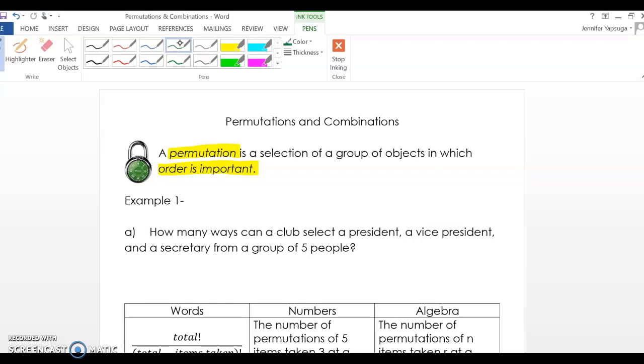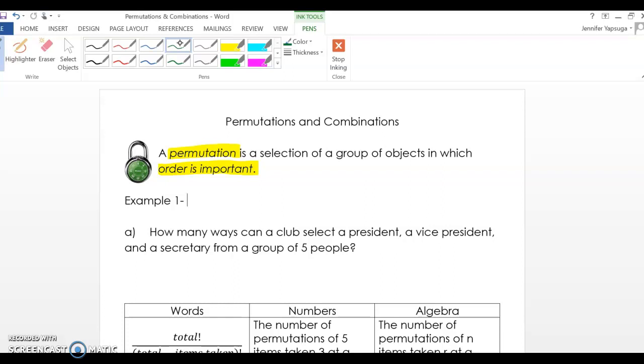For example, in a lock like this, let's say your code was 5, 15, 31. You would have to put it in that exact order, 5, 15, 31. If you put the 31 in first and then the 5 and then the 15, the lock wouldn't open. So this is an example in which the order is very important. So we typically call these combination locks, but actually it should be called a permutation lock. So just keep that in mind when you're thinking of the word permutation.